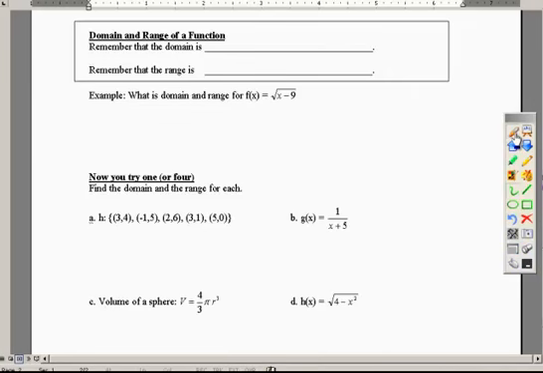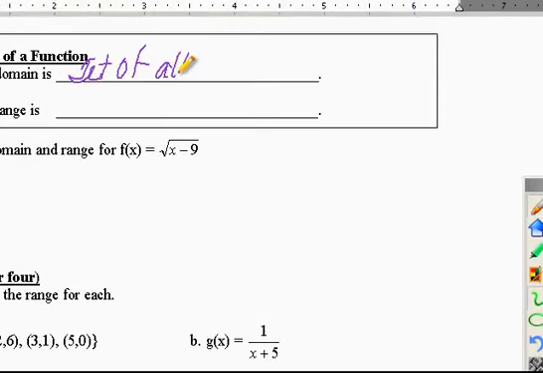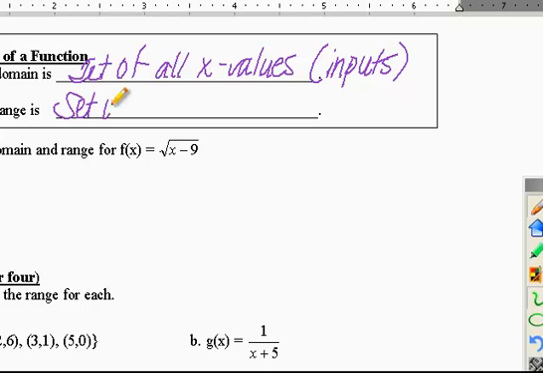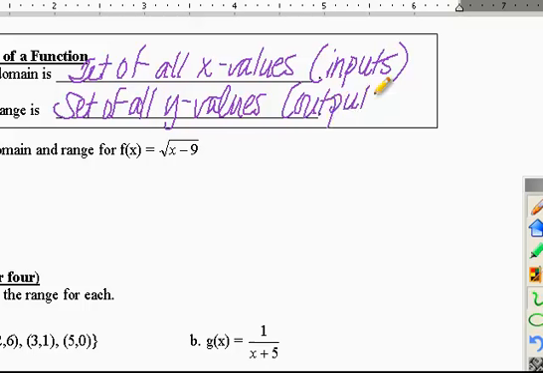We talked a bit already about domain and range. Domain is the set, that's supposed to be an S, the set of all x values. I want you also to put down inputs because your book is going to use that word input. Range is the set of all outputs or all y values. Okay, and those again are definitions that you should also know. They help you then define a function. And so we're going to look at a couple of questions about domain and range.